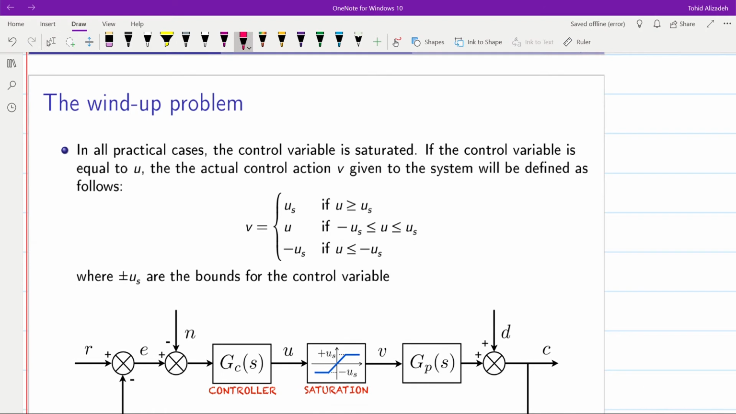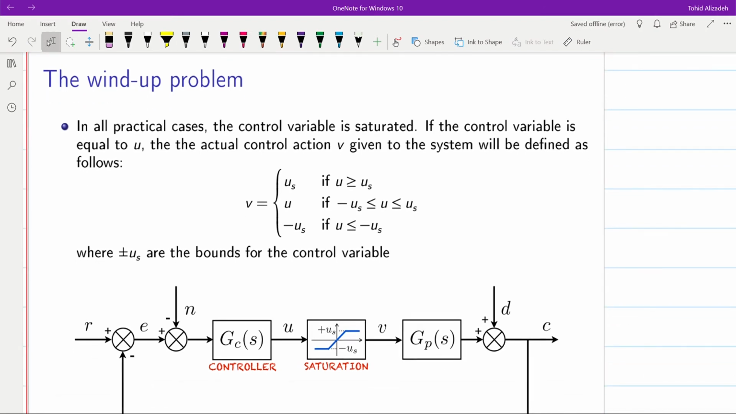Windup problem. In the practical cases, the control variable is saturated. You can see it over here. This is because we don't want our actuators to be damaged. If you have a DC motor which receives the control signal as its input, you don't want to burn the motor by applying excessive voltage at the input.